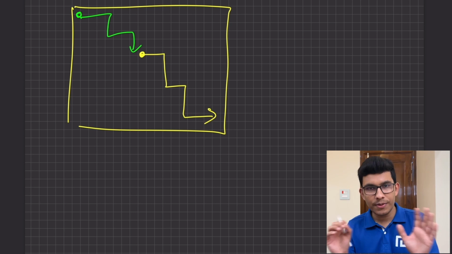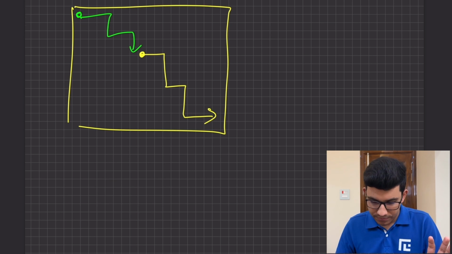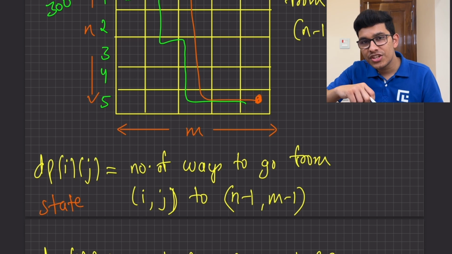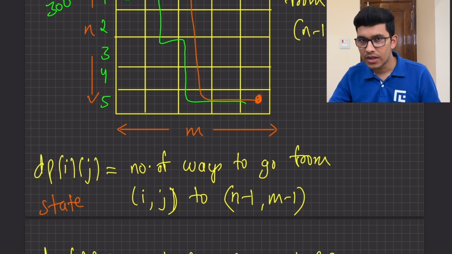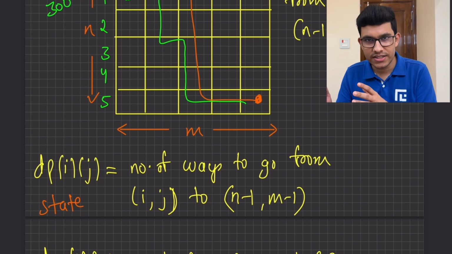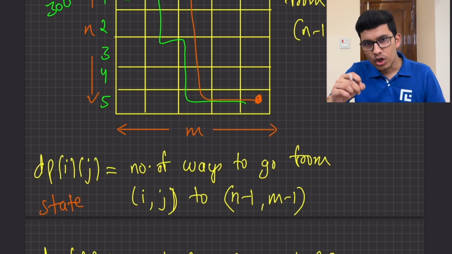Is that going to be wrong? No. See, here we defined a state like this: number of ways to go from i comma j to n minus 1 comma m minus 1. Somebody could have said, don't consider this state, but rather consider a different state, going from 0 comma 0 to i comma j.